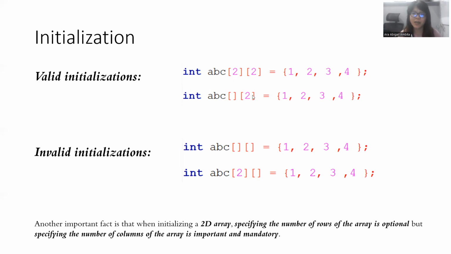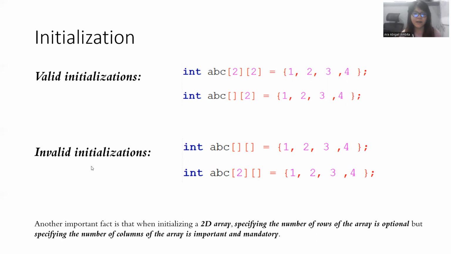So the compiler knows that the column size is 2. So it will group these as 1 and 2, and then 3 and 4. Depending on the number of elements that we have, that's how your compiler will determine the number of rows in the multidimensional or two-dimensional array that you have specified.